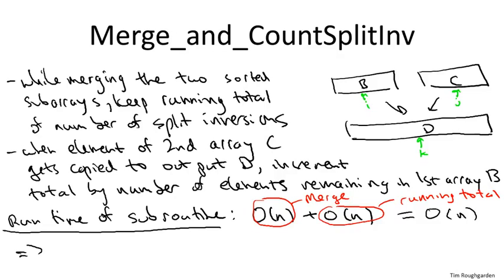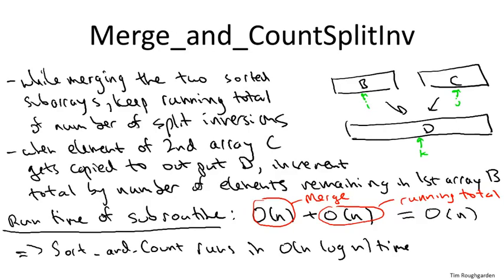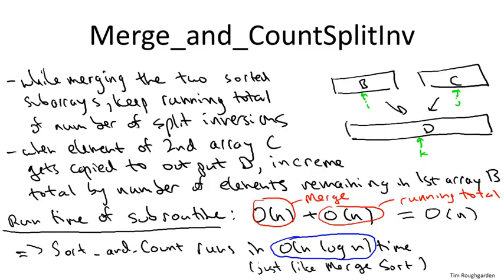And now by exactly the same argument we used in merge sort, because we have two recursive calls on half the size, and we do linear work outside of the recursive calls, the overall running time is O of n log n. So we've really just piggybacked on merge sort up to a constant factor to do the counting along the way, but the running time remains big O of n log n.